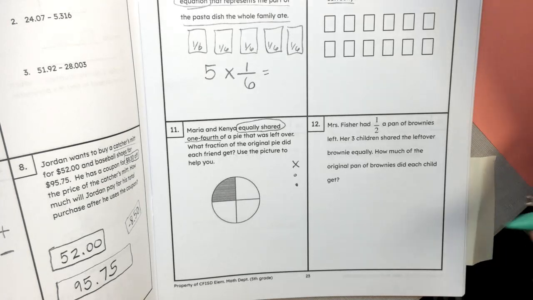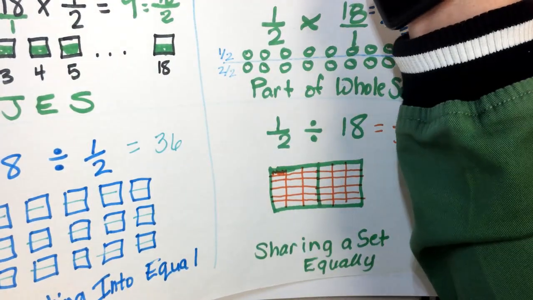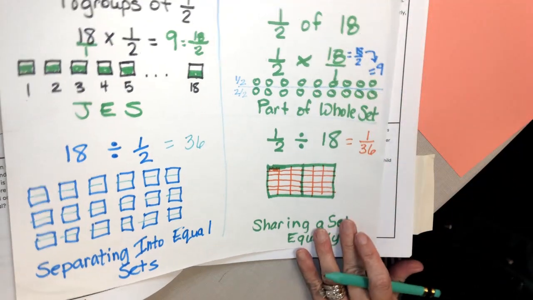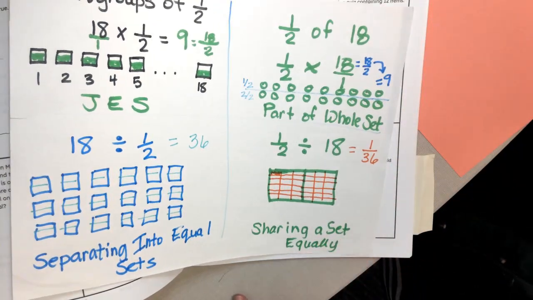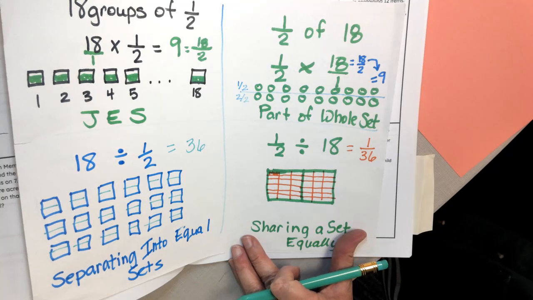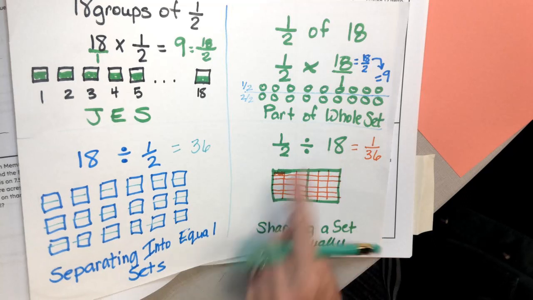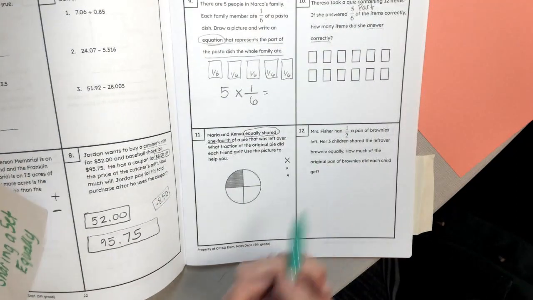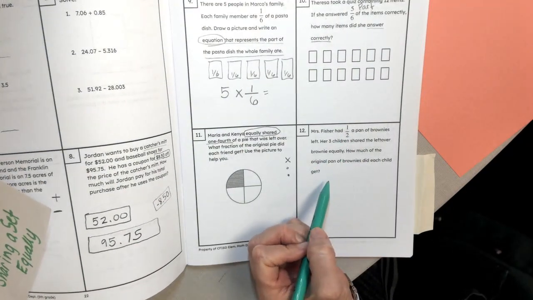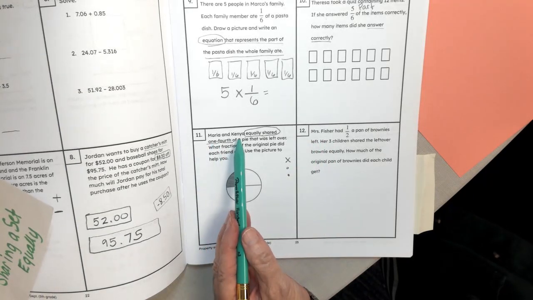So if you have your poster, I want you to reference your poster and think about which one of these actions represents sharing a set equally. That's right. You can see that right here in the corner. So instead of us having 1/2 divided by 18, we're going to think about other numbers that are associated with the problem that is represented by Maria and Kenya.